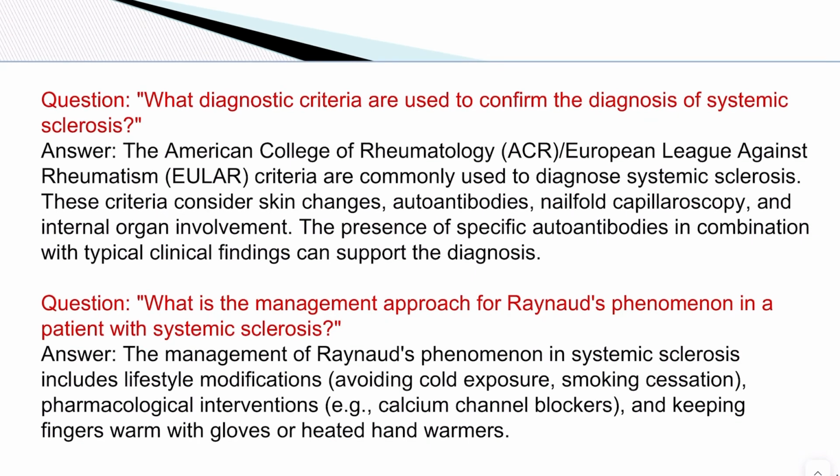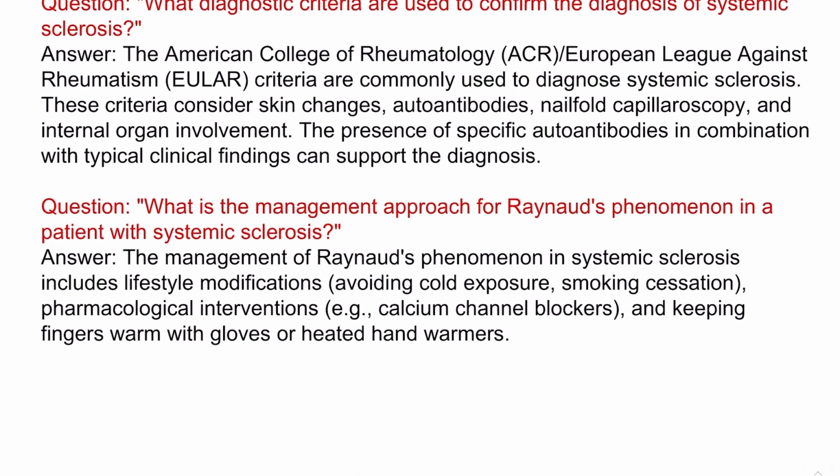The examiner may ask, what diagnostic criteria are used to confirm the diagnosis of systemic sclerosis? So here is the answer. The American College of Rheumatology or European League Against Rheumatism criteria are commonly used to diagnose systemic sclerosis, and these criteria consider skin changes, autoantibodies, nail fold capillaroscopy, and internal organ involvement. So the presence of specific autoantibodies in combination with typical clinical findings can support the diagnosis.